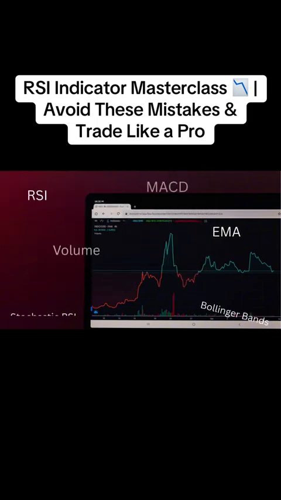And always remember, indicators don't control the market. They guide you. You control your trades.